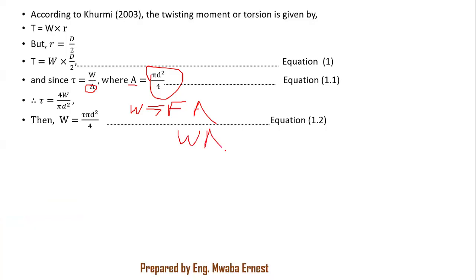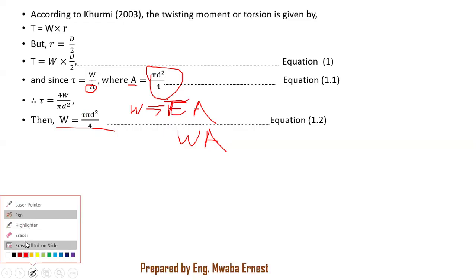W times the area. And noticing very well that the area is pi d squared over 4. That's why you have this shear stress times all that. Oh, sorry, not force. This is supposed to be stress. And we're using shear stress here. So shear stress times the area. Let me just make a quick correction there.